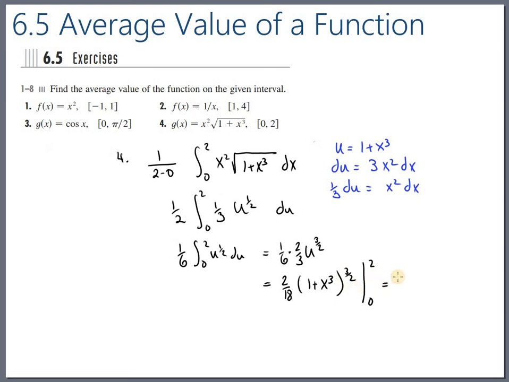So plugging in, we've got 2/18. Plugging in 2 would give me 9 to the 3/2, and then plugging in 0 would give me minus 2/18 times 1. So just minus 2/18. Let's do a little more work here just to finish this off. 2/18 reduces to 1/9. 9 to the 3/2, keep on this power over root, so the square root of 9 is 3. Cubed is 27.